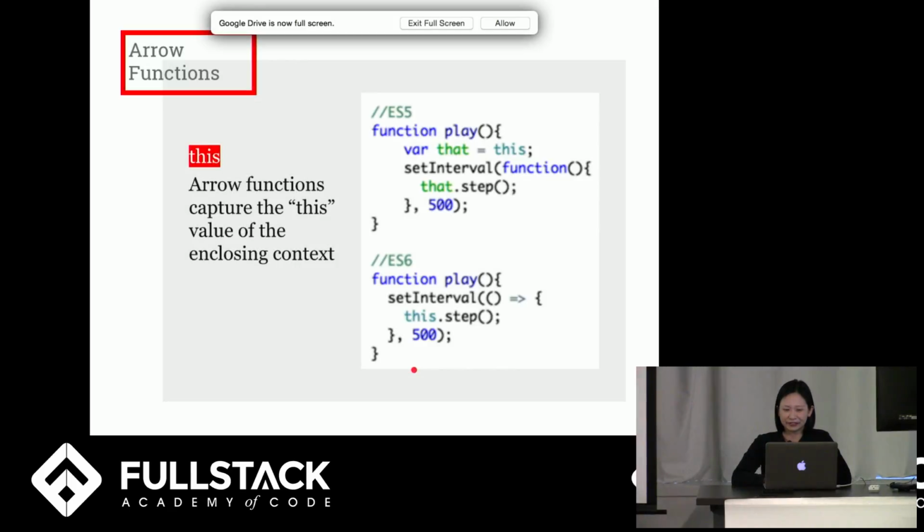And another feature of the arrow function is that it captures the this value of the enclosing context. So this I took from our Game of Life exercise. Before setting the interval in the window, we had to save the this in that. So you no longer have to do that in ES6. The this is the correct this that you want.